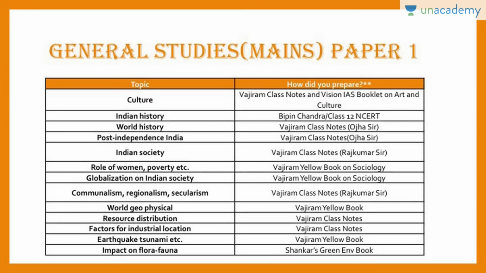Mains. So General Studies paper 1 of mains, again for culture I consulted the same source as prelims, which is Vajiram class notes, and the Vision IAS booklet on art and culture, which is around 50 pages and is very concise. It's a good source, you must do it. Indian history, again class 12th NCERT or the Bipin Chandra book.